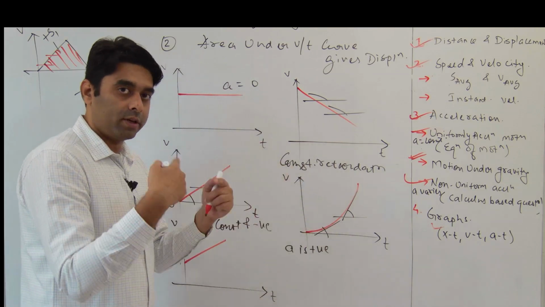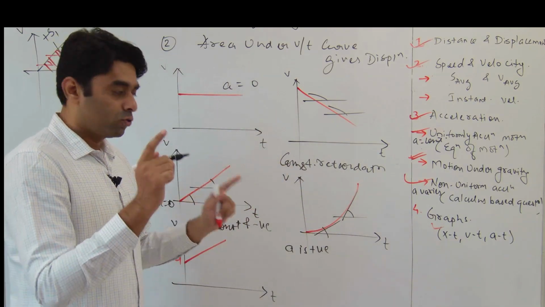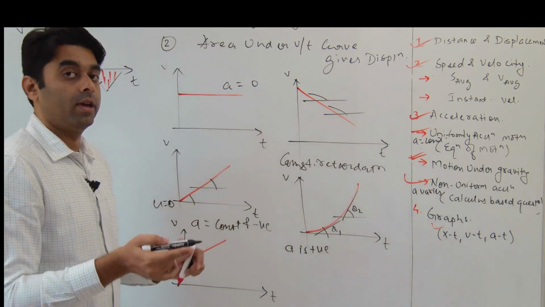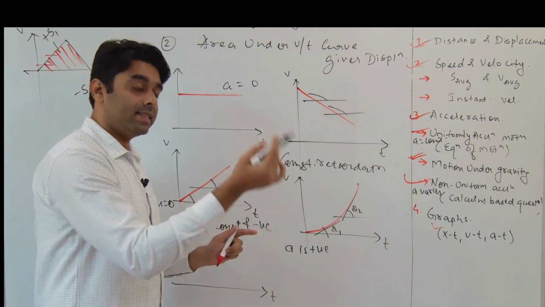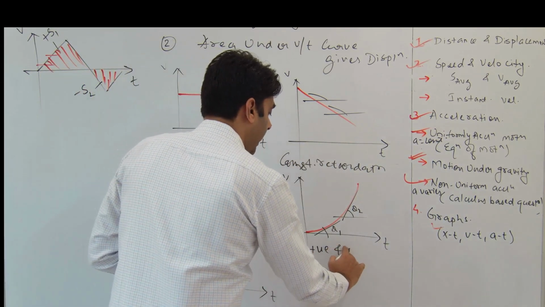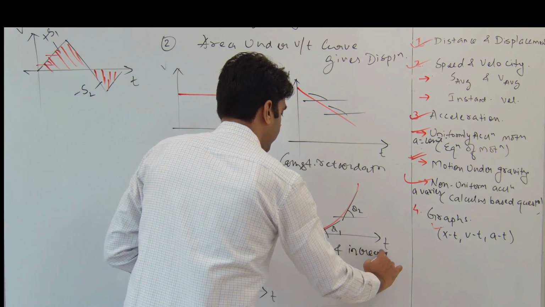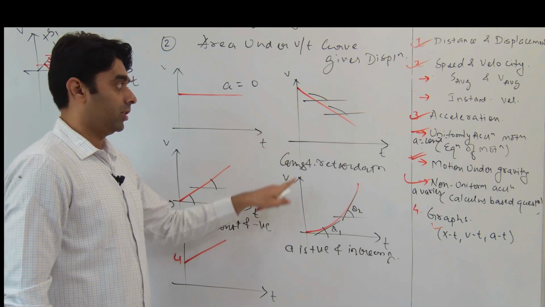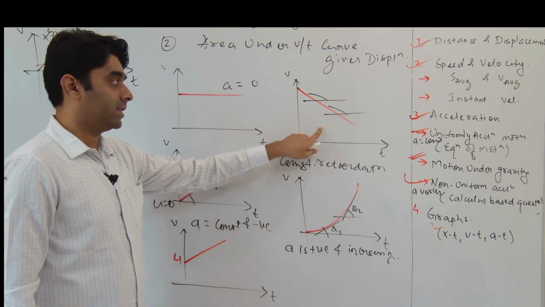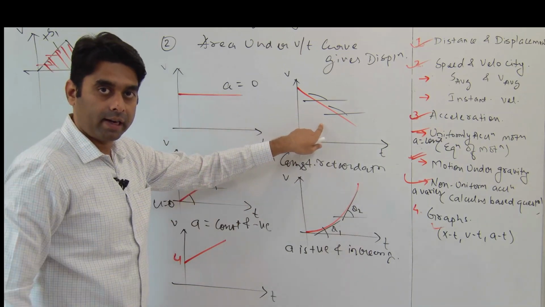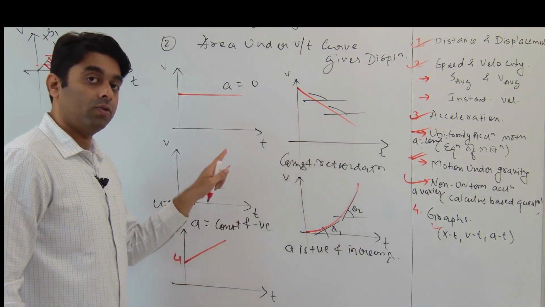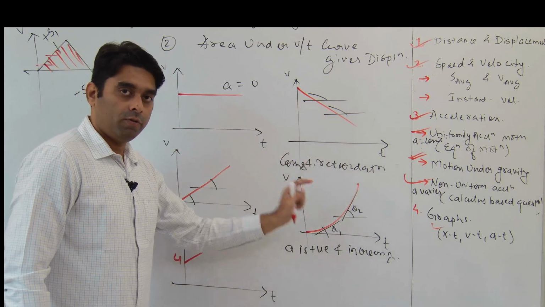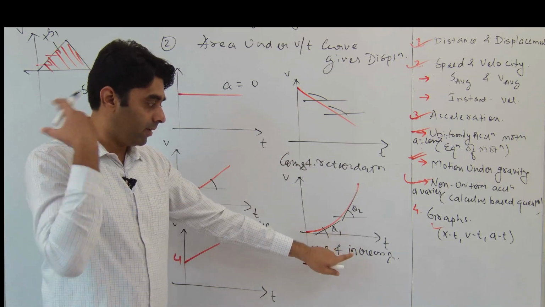Is slope constant or changing? Slope is changing. As you can see, theta 1, theta 2, the angle increases, so slope increases. That means slope is changing and it is increasing. So acceleration is positive and increasing. That implies this is the case of non-uniform accelerated motion. This was the case of uniformly accelerated or uniformly retarding motion. These two were the cases of uniformly accelerated motion. So this is our non-uniformly accelerated motion where acceleration is positive and it is increasing.